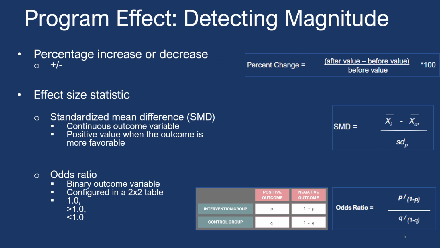For binary outcomes, we tend to use an odds ratio to determine the magnitude of program effect. An odds ratio indicates how much smaller or larger the odds of an outcome event are for the intervention group compared to the control group. An outcome of 1.0 represents even odds, meaning that each group was equally likely to experience the change in outcome. A value greater than 1 indicates that the intervention group was more likely to experience change, while a value of less than 1 indicates that the intervention group was less likely to experience change than the control group.